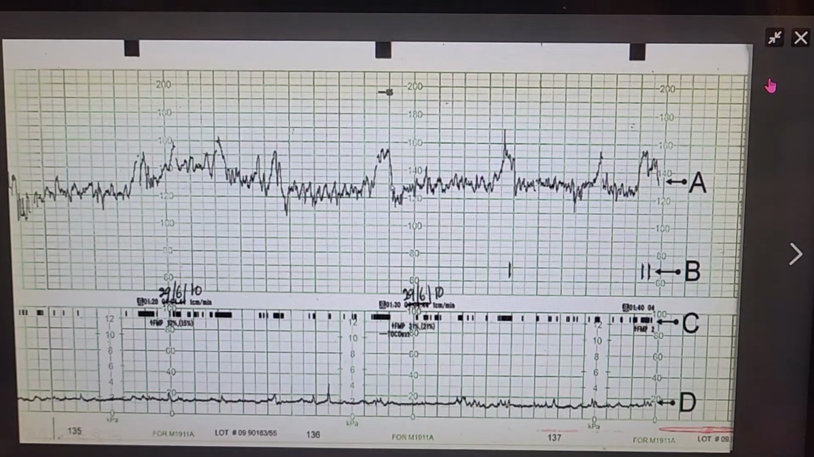Assalamu alaikum. So this is how to interpret a CTG, or cardiotocogram, or non-stress testing.